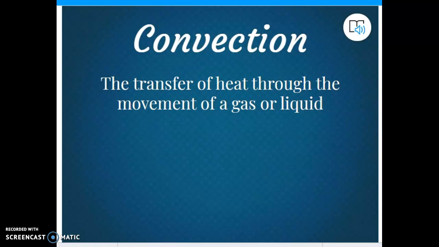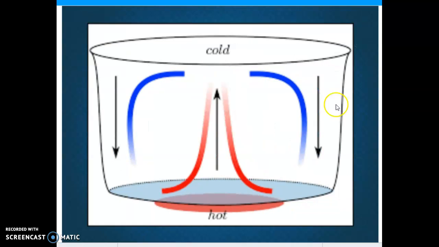Convection. Convection is the transfer of heat through a gas or a liquid. So if you are outside on a windy day and it's hot, that hot air that's moving around you is convection. If you are outside on a cold day and the wind is blowing around you and it's cold, that is heat being pulled away from your body, that is convection. If you have something boiling on the stove, that is heat moving through a liquid, that is also convection.